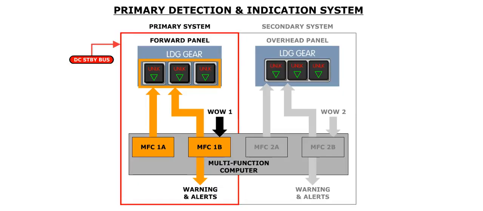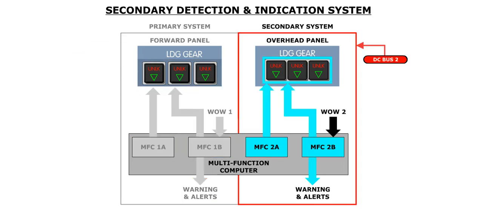The primary system is controlled by MFC Module 1A. The gear position indication on the flight instruments panel is derived from the primary system. The primary system is powered by the DC standby bus.